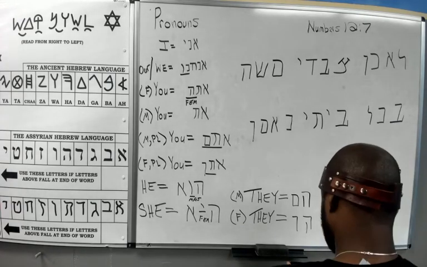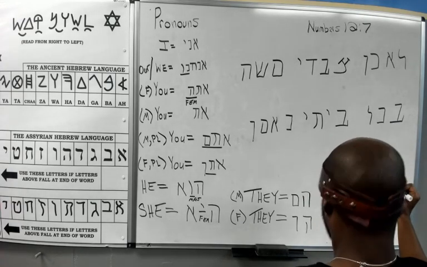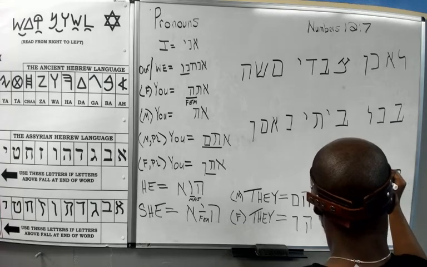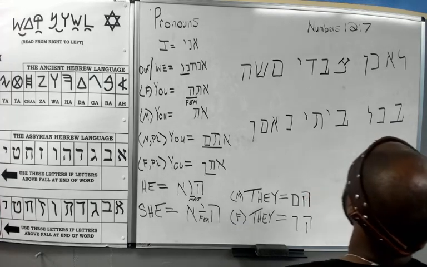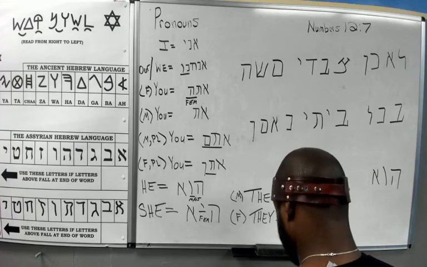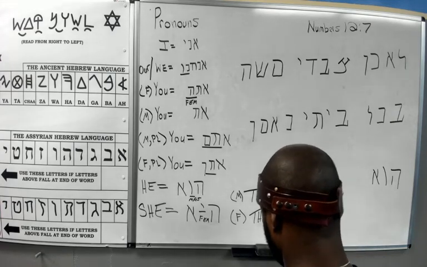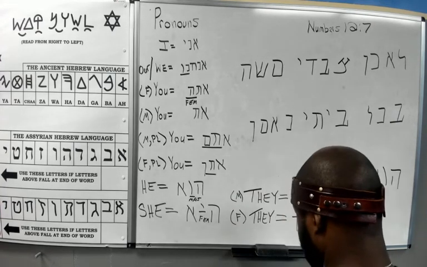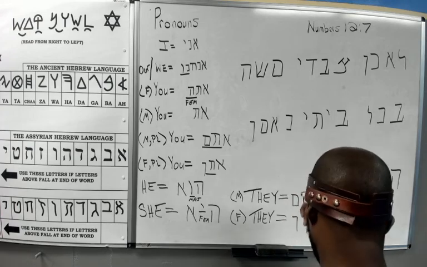All right, I'm gonna go ahead and read the scripture out to you. This is Numbers chapter 12 and verse 7. It says, "And Moses, my servant, is not so, who is faithful in all my house."